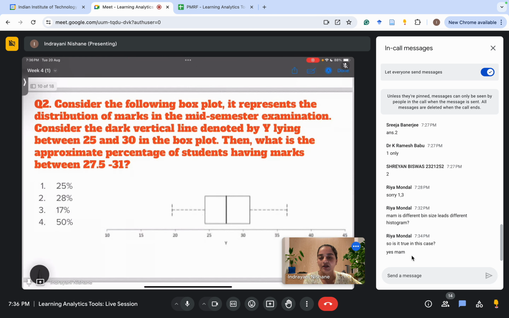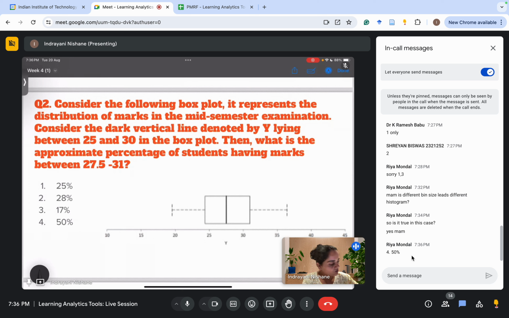Okay, so here comes the box plot. Consider the following box plot. It represents the distribution of marks in the mid-semester exam. They are assuming the median value is 27.5, the median or Q2 value. They have not worded it properly, but this is what they mean. The dark vertical line is at 27.5 and it is the median, because the dark line in the middle is always the median.